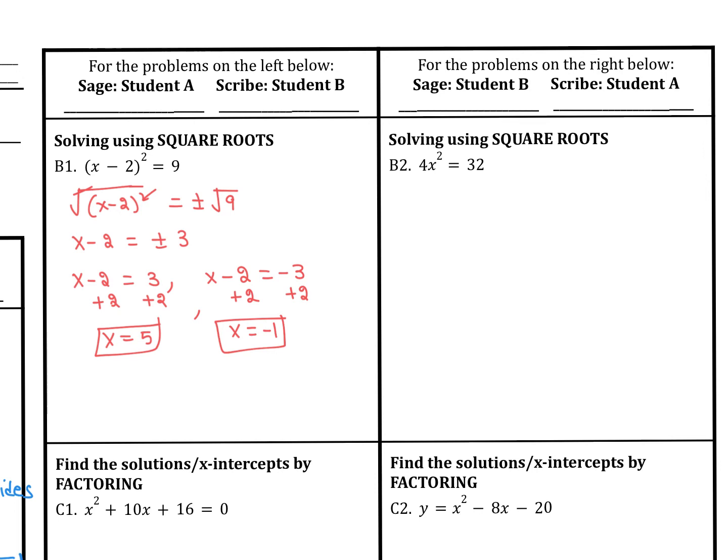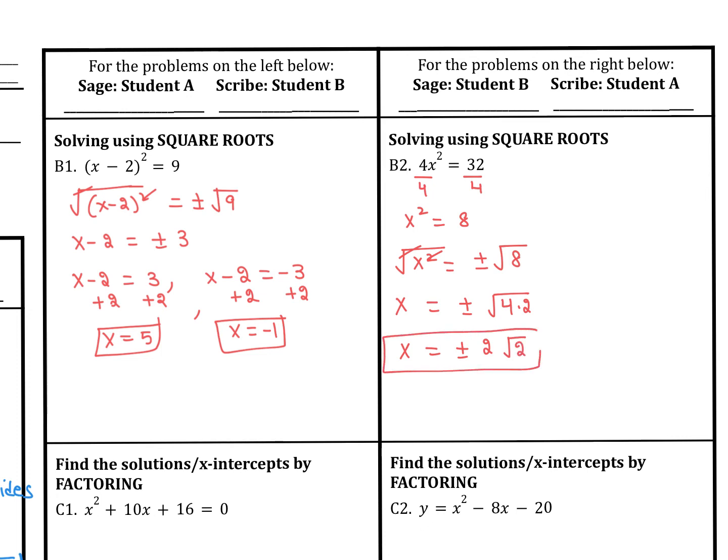So whenever you take the square root, you're always going to isolate the square first. So you divide by 4. x squared is 8. Square root of x squared equals plus or minus square root of 8. And x is plus or minus square root of 4 times 2. And square root of 4 is 2, and inside there is square root 2.